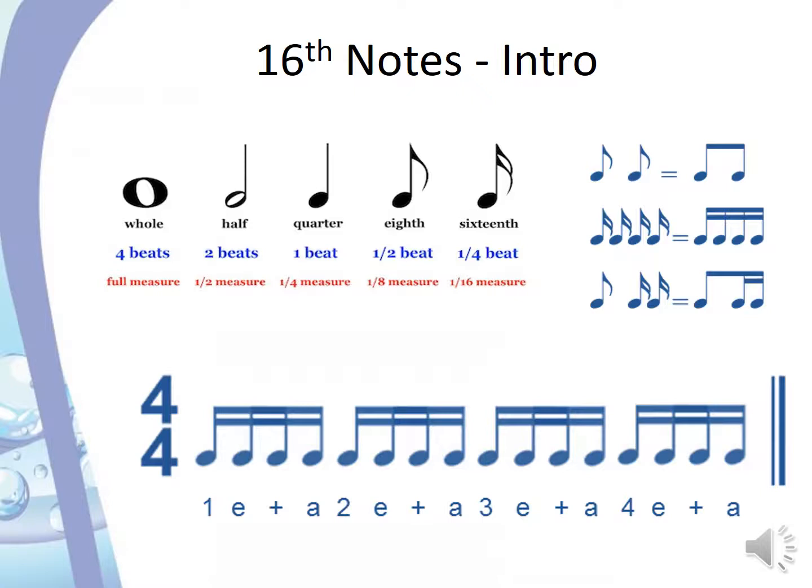And here you can see just how we would count 16th notes. We would still use 1 to start, and we would still use "and" for the second part of the beat, but now we have 2 additional values that need to be filled in, which we use the letters E and A. So reading this rhythm would be 1 E and a, 2 E and a, 3 E and a, 4 E and a.